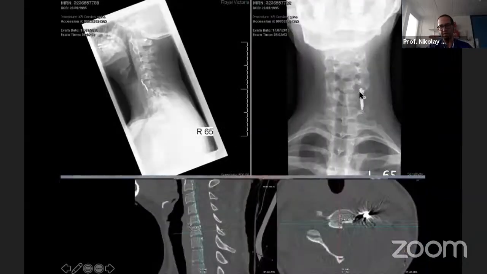You can see here the coil going out. This is where the rupture site was. And you can see my approach. I managed to do a unilateral approach only, preserving the midline structures.